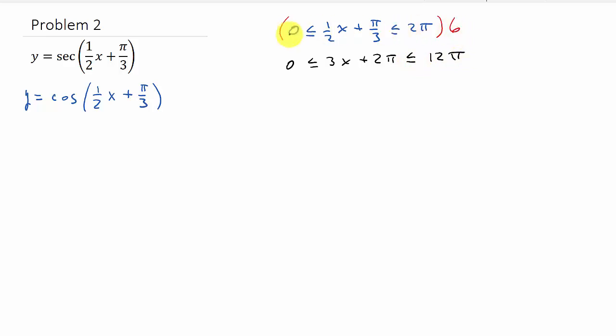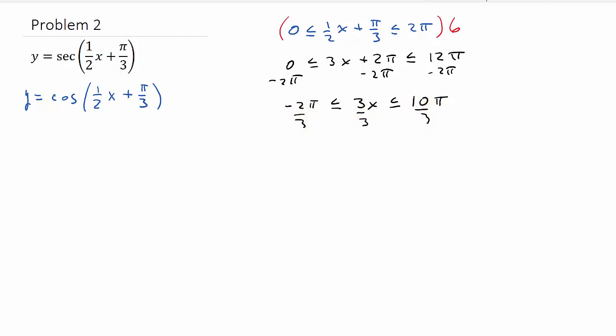Remember solving inequalities and equations: if you have fractions, multiply each term by the common denominator. Alright, so now we can subtract 2 pi from all three parts. And so that's negative 2 pi less than or equal to 3x less than or equal to 10 pi. And then we divide everything by 3.